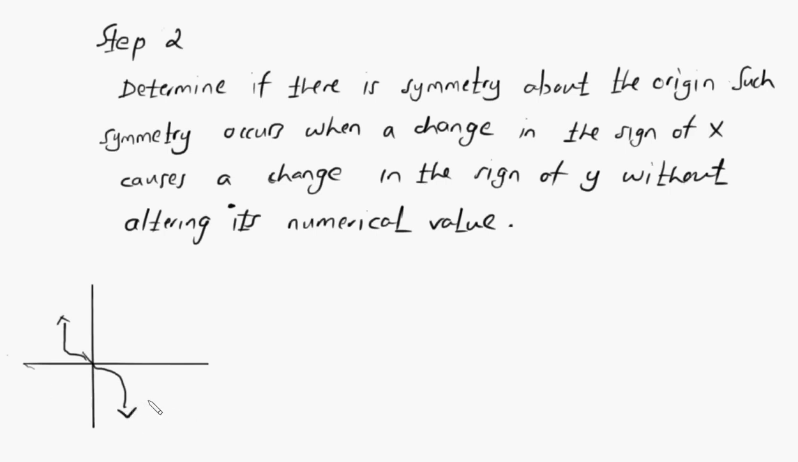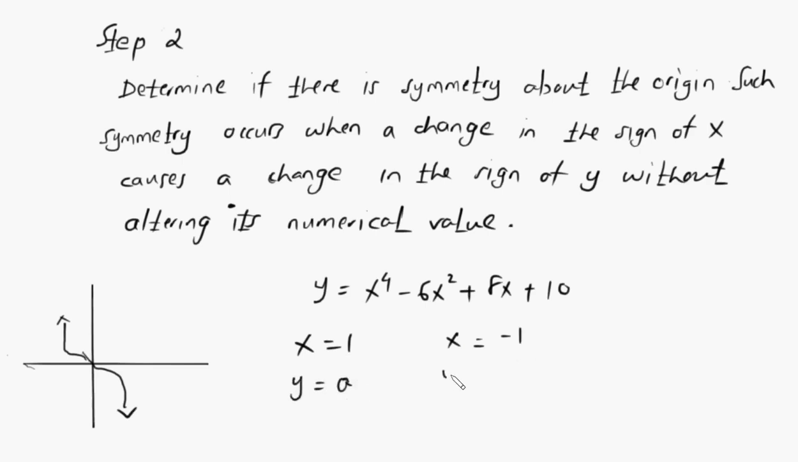So in order to determine that the curve is symmetrical about the origin, a change in sign of x causes a change in sign in y without altering its numerical value. So this one was our equation. It was y equals x power 4 minus 6x squared plus 8x plus 10. Because symmetry about the origin occurs kwamba kama x ni 1, nikichange sign ya x, value ya y inayopatikana na yenyewe ina change sign, lakini numerical value inabaki vile vile, kwamba kama ni 4 basi inabidi iwe negative 4.